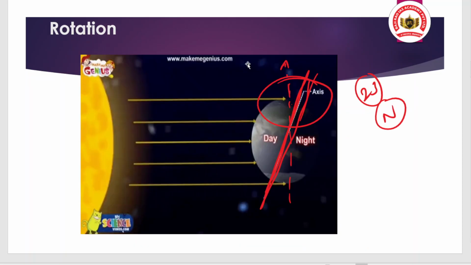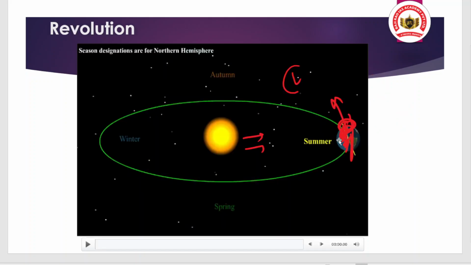This is the tilted axis. Okay, and because of that, you can see here in the video that when it goes to different regions, that causes the change in season.